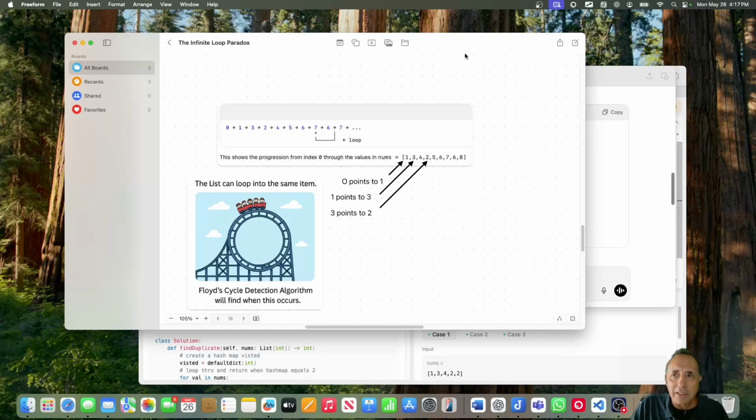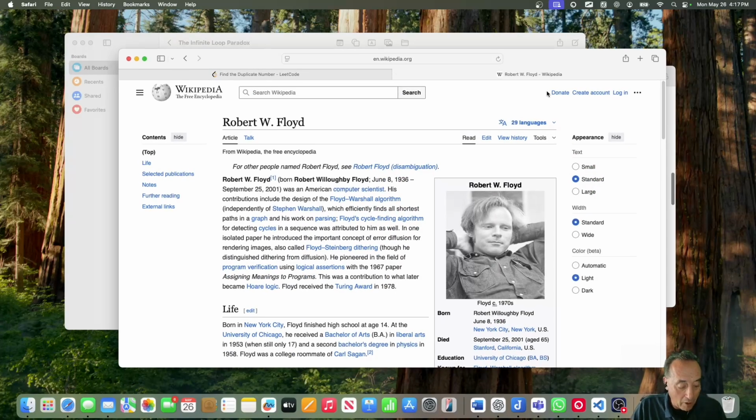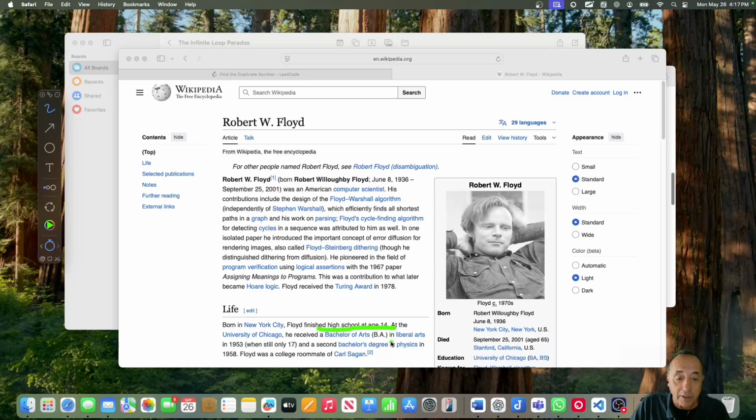So at that, I wanted to just share a little bit about Floyd with you for a second, because he was a very smart individual. He graduated high school at the age of 14. He was college roommates with Carl Sagan. And here's actually a picture of him. So just a very smart person.